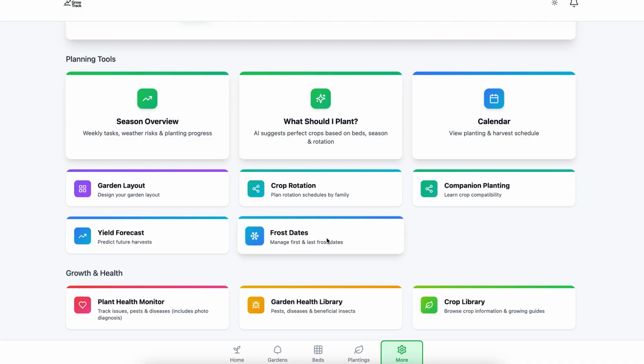For many gardeners, frost is the biggest source of uncertainty. Plant too early and you risk loss. Plant too late and you lose growing time. GrowTrack is designed to reduce that uncertainty.